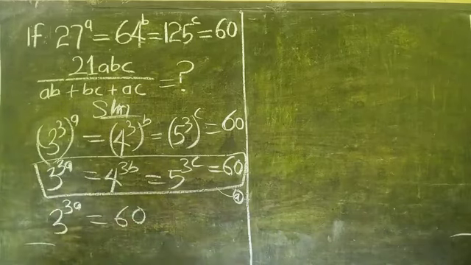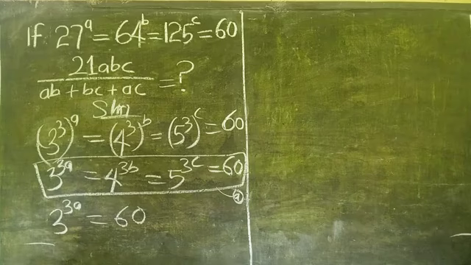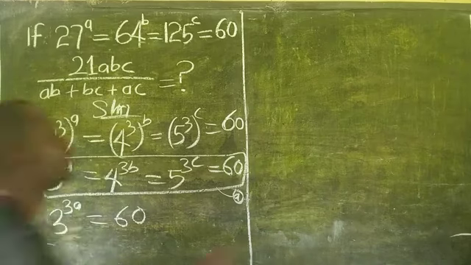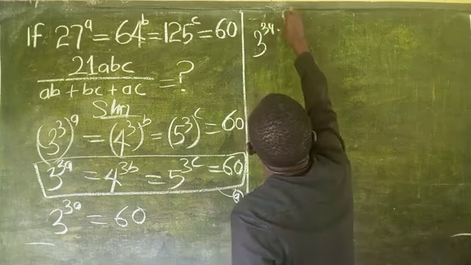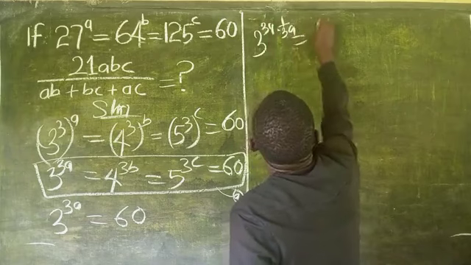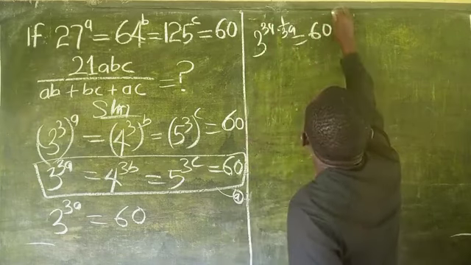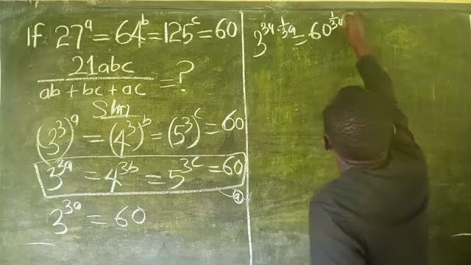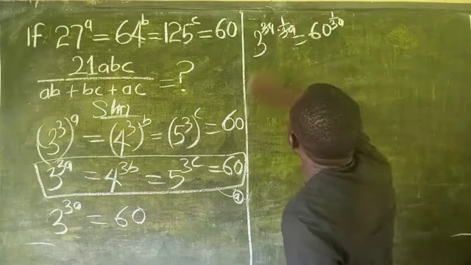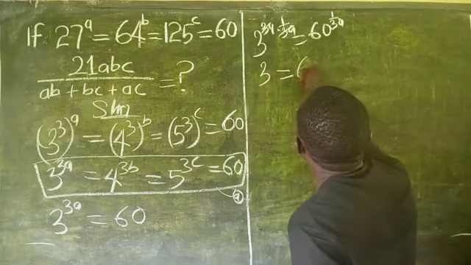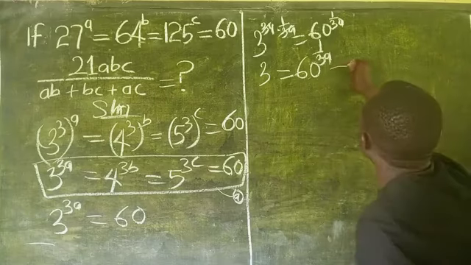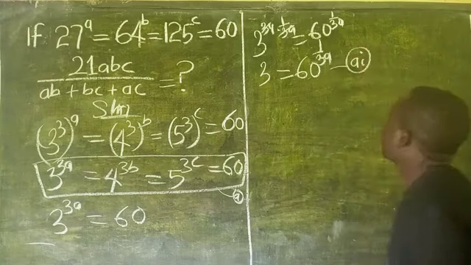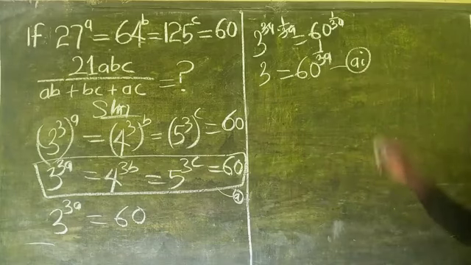So if we do this, let's raise both sides to the power 1 over 3a to eliminate 3a from the left hand side. So we have 3 raised to power 3a times 1 over 3a equals 60 raised to power 1 over 3a. So 3a will cancel 3a to be left with 3 equals 60 raised to power 1 over 3a. I will call this equation ai.